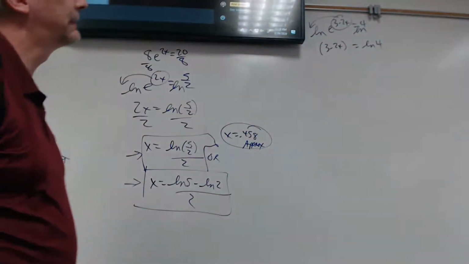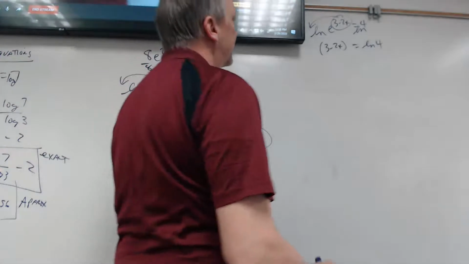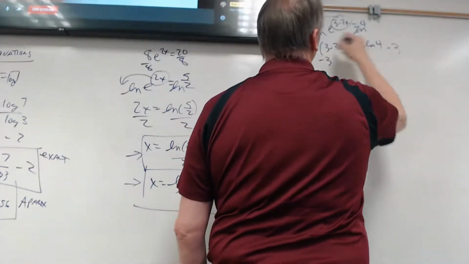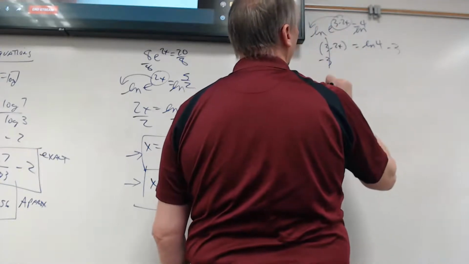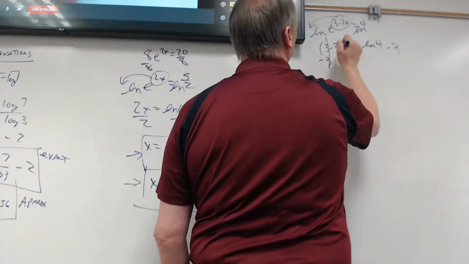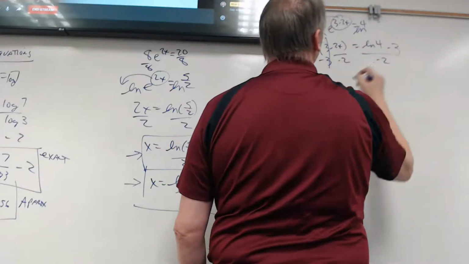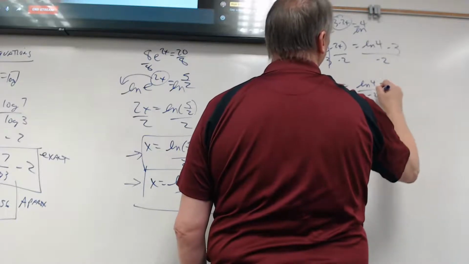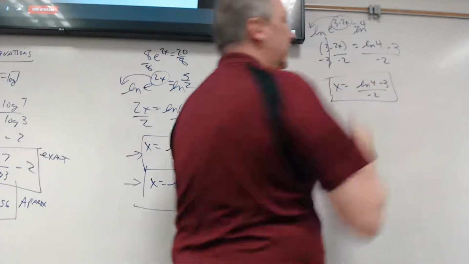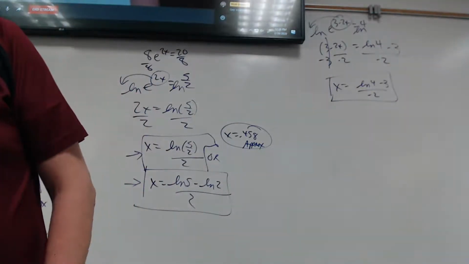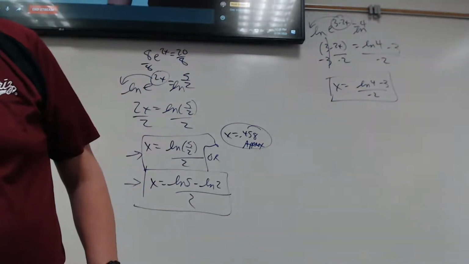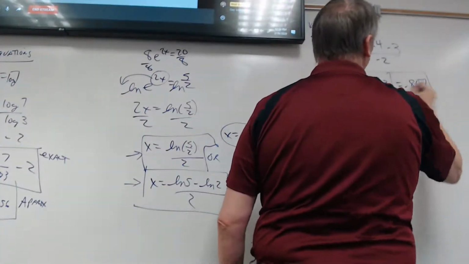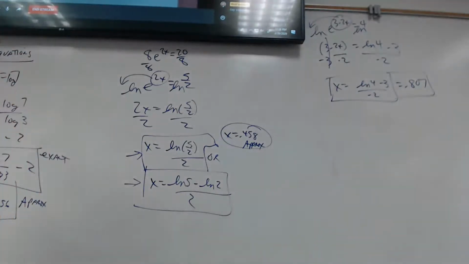All right, then what? Would you subtract 3? Subtract 3, that goes away, and then you divide by negative 2. So this gives me x equals the ln of 4 minus 3 over negative 2. That's a good exact answer. The approximate answer would equal 0.807. Okay? Feeling good about these?